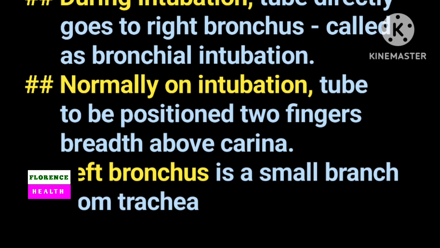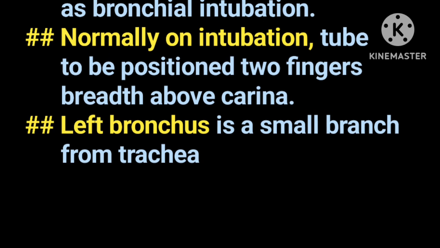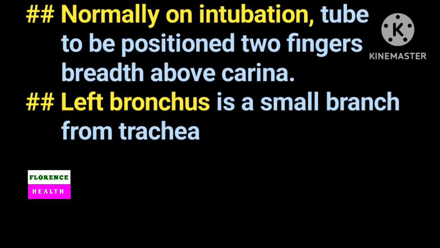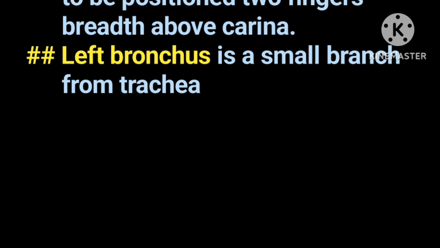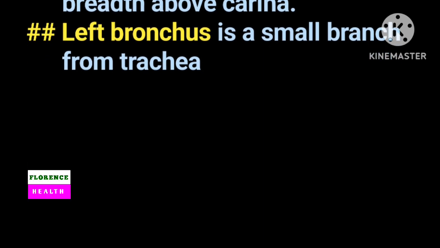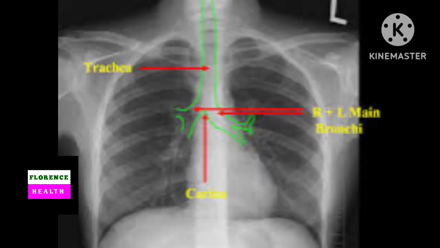Left bronchus is long, more obtuse and a small branch from the trachea. Again, normal carinal angle is between 40 to 80 degrees. Always search whether the carinal angle is wider or not.